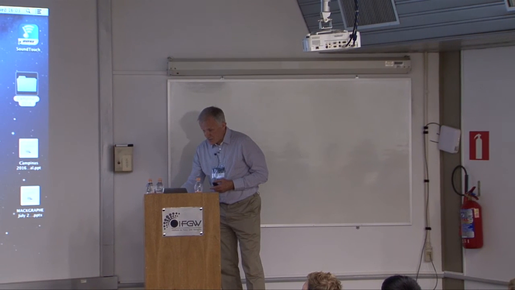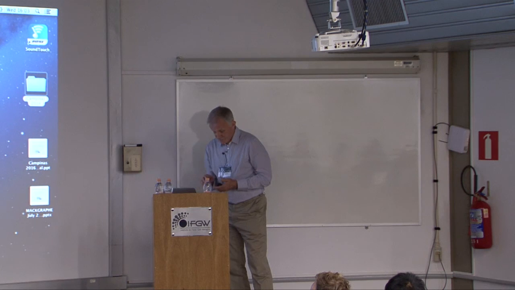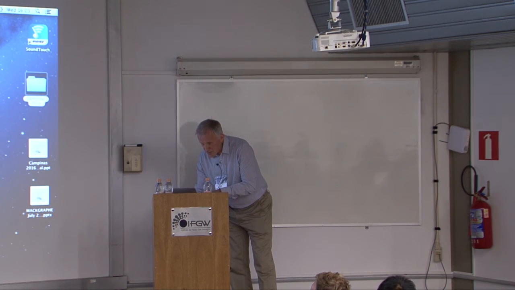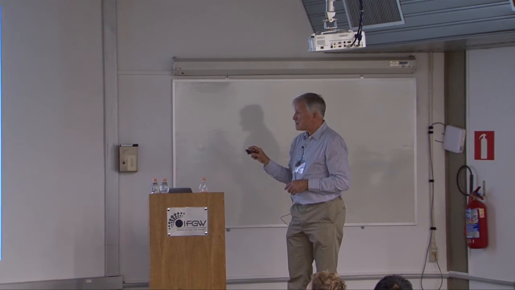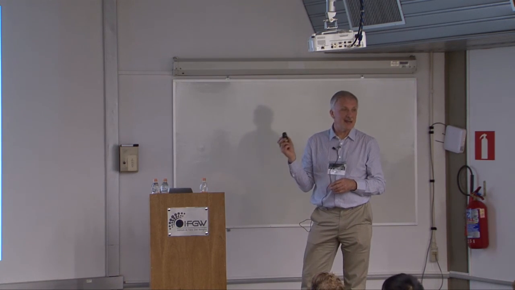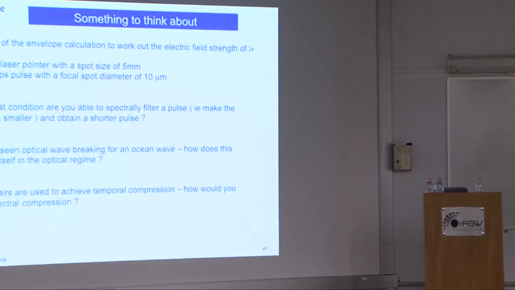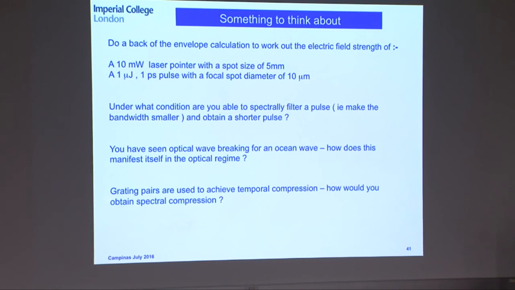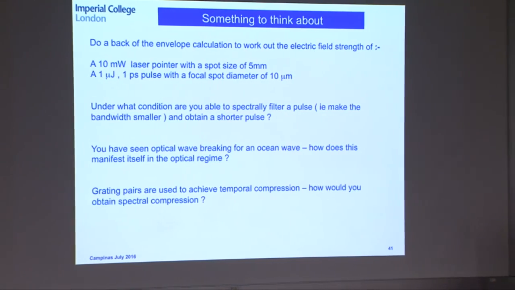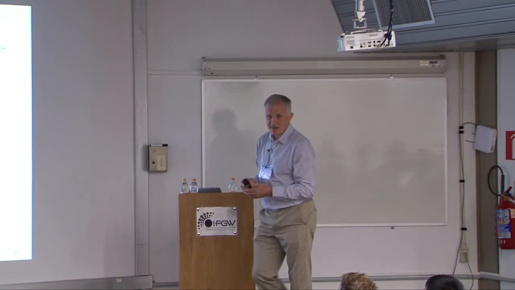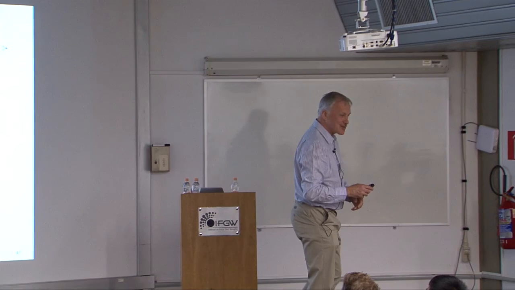The other thing I want to ask you is, you saw Hokusai's wave breaking, didn't you? So tell us what happens with wave breaking in the fiber regime, in the optical regime. How does optical wave breaking actually manifest itself? If you were to look at a pulse traveling down a fiber, how would you be able to tell that there was wave breaking going on? And then the other thing I'd like you to think about is, if you think back to the old days, you use self-phase modulation and grating pairs to compress the pulse, and that's temporal compression. How do you obtain spectral compression? Are you able to do that? So that's three little puzzles, okay? Talk to yourselves and work that out. Thanks very much.